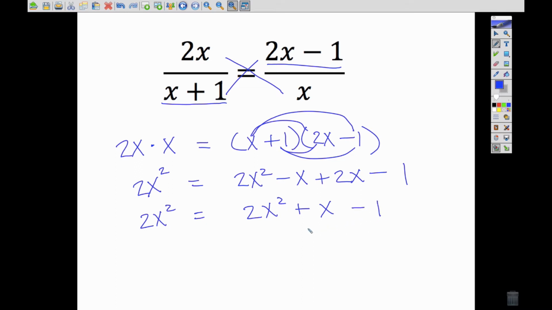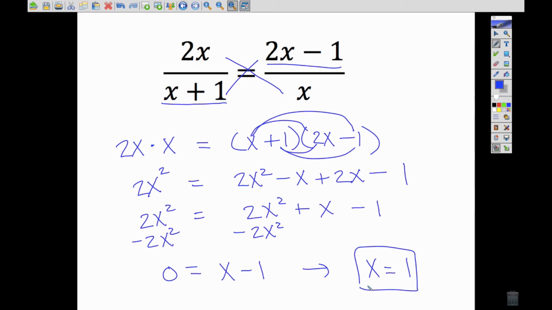Okay, at this point I want to combine like terms, so I'm going to subtract 2x to the second on both sides. And that's really nice in this case because 2x squared minus 2x squared is 0, so now we no longer have a quadratic. And on the right side, we have x minus 1, which means if we solve that, we get x is equal to positive 1. And that is our answer in this case.